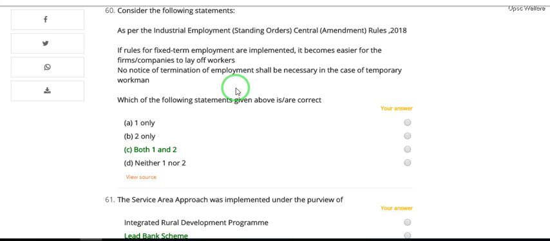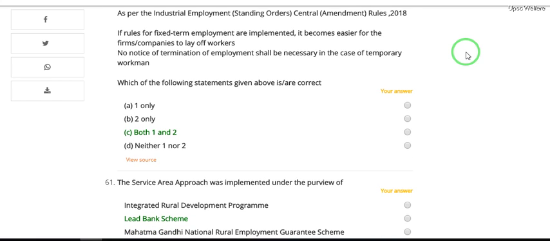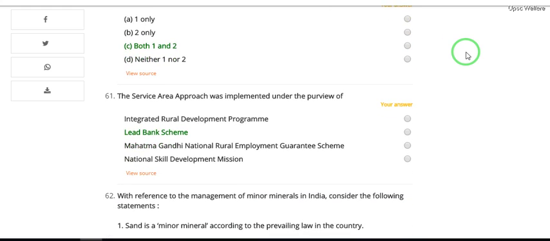Of course, it's correct. Second one, why? Because it's clearly mentioned in the Industrial Employment Standing Orders Central Amendment Rules, 2018. And if we see the third option, it is also correct. No notice of the termination of employment shall be necessary in the case of a temporary workman. So both are going to be correct here.